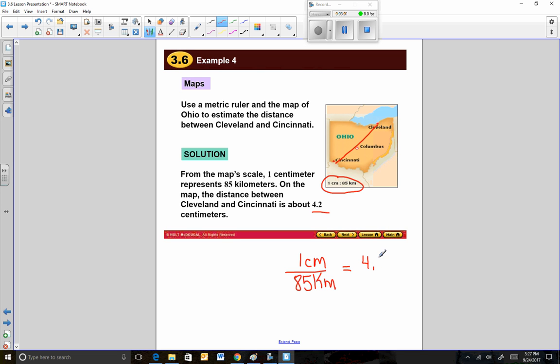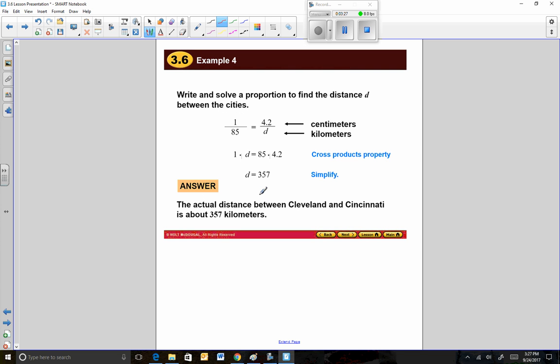So the measure on the map is written in the top, the numerator. We don't know how far it is in real life. That's what we're missing. 1 centimeter on the map is 85 kilometers in real life. 4.2 centimeters on the map, we don't know how far. Cross multiply: 1 times x gets you an x. And 4.2 times 85, let's take a look. What should that actually be? All right, you should get a distance of 357. They have set up their proportion just the same way I did.